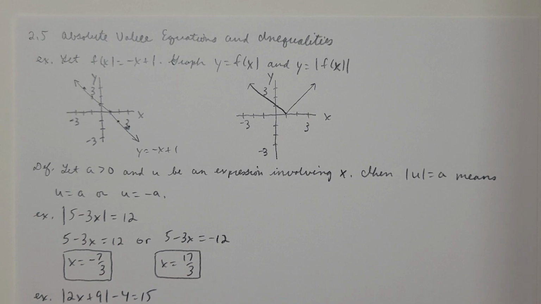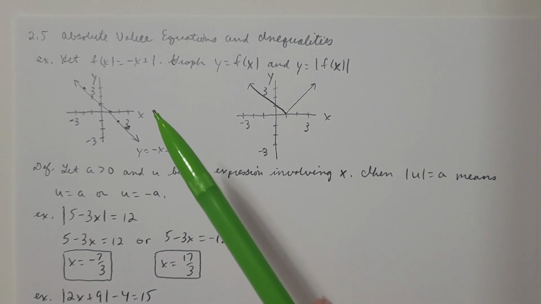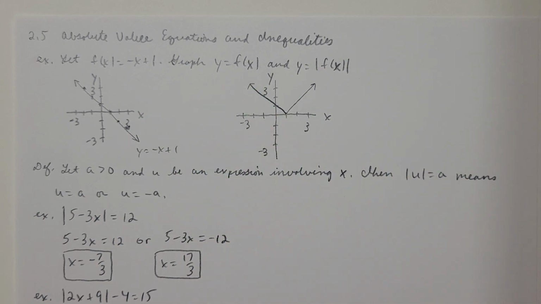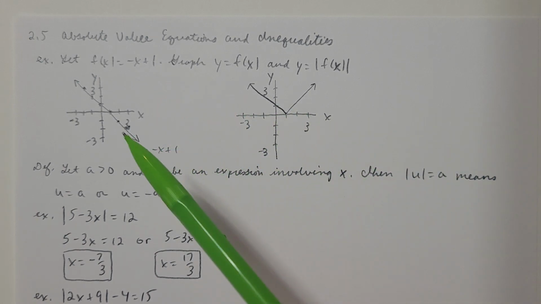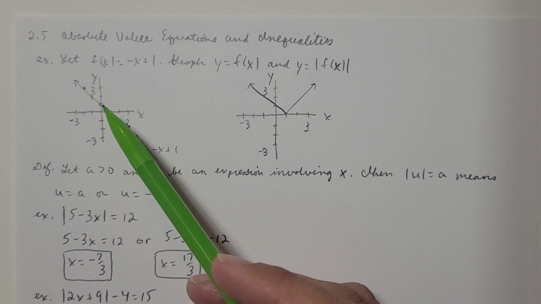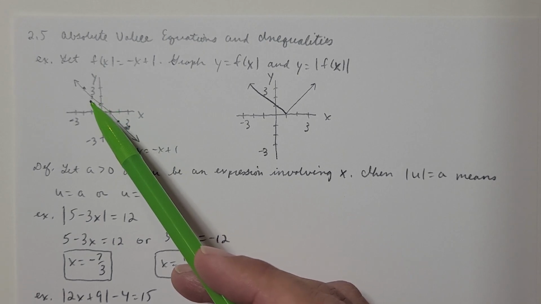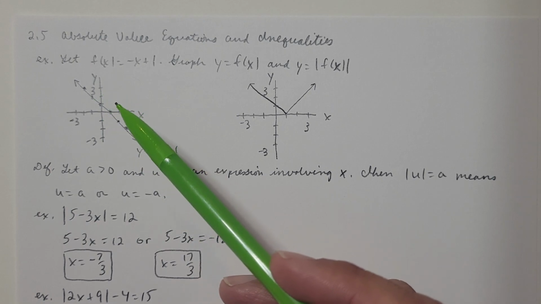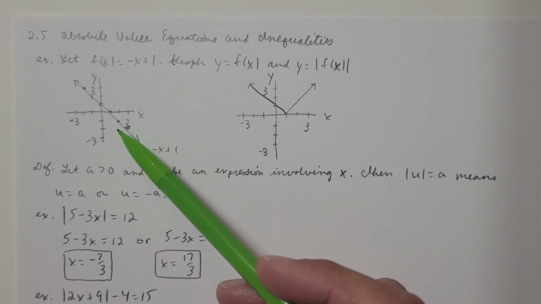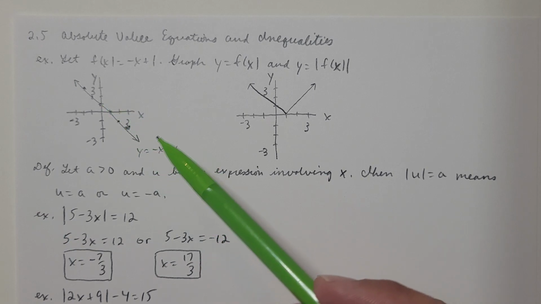In this first example, let f be a function. f of x is negative x plus 1. That's a line. The line has a slope of negative 1 and a y-intercept at 1. So (0, 1). I'll use that as a starting position and work off of the slope. The slope is negative 1, so I'm going up 1 and to the left 1, which is the same thing as going down 1 to the right 1. And I can gather up some more points following this direction.